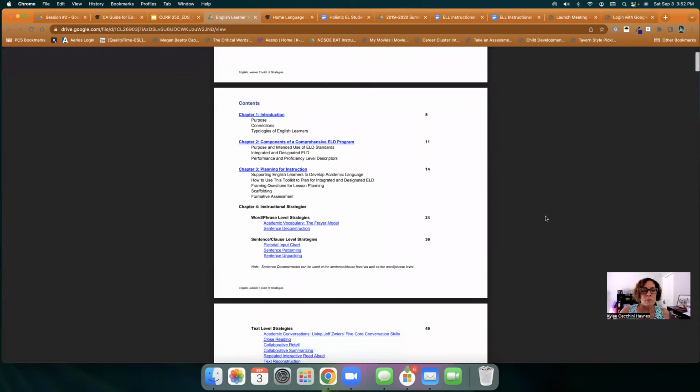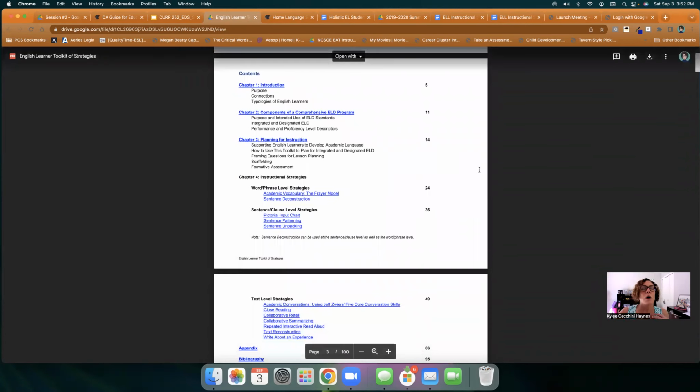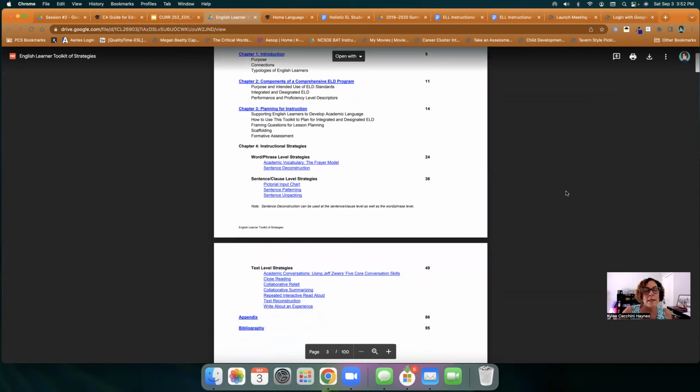So this is, I think, chapter 4 on is where it really is important. This is an overview: components of a comprehensive ELD program and planning for instruction. But when we get to chapter 4, we get into the nitty-gritty of instructional strategies to help our students, word and phrase level strategies, helping them develop academic vocabulary. And the Frayer model we're definitely going to take a look at. Sentence deconstruction, pulling sentences apart, putting them back together, understanding the way that English sentences are put together.